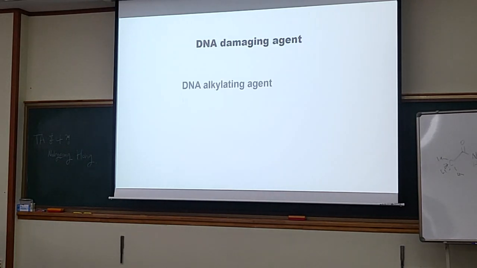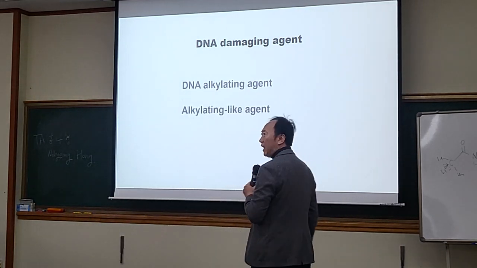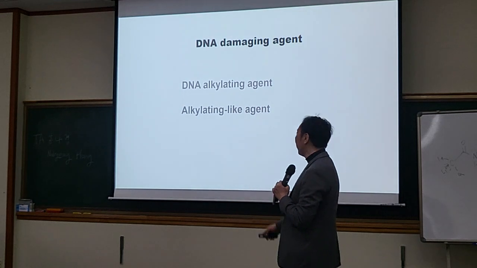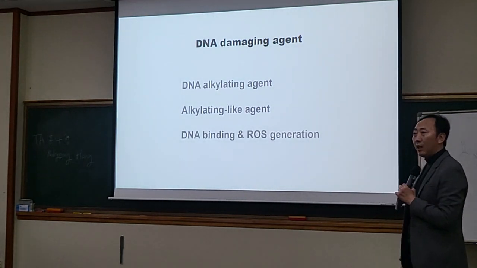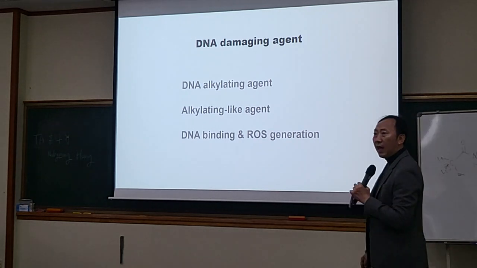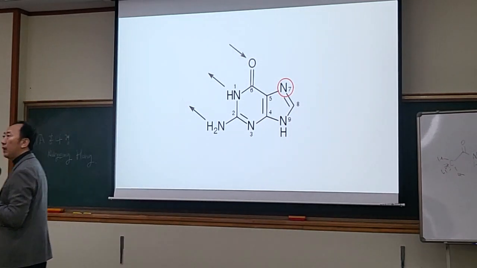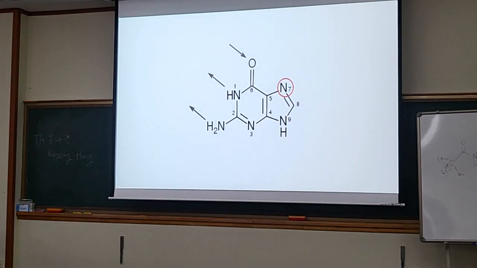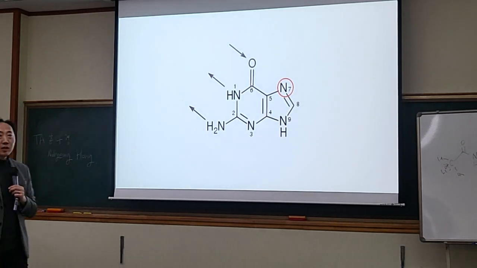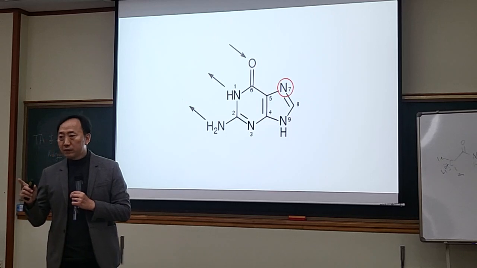If you look at those one by one: number one, alkylating agents. Number two, alkylating-like agents, I will show you. And then DNA binding agents and others. So these three are DNA damaging agents. Alkylating where? This is one of the DNA bases. If you look at this structure, this is guanine. We have A, T, C, G, and this is G. By looking at this structure, do you see more nucleophile or more electrophile?